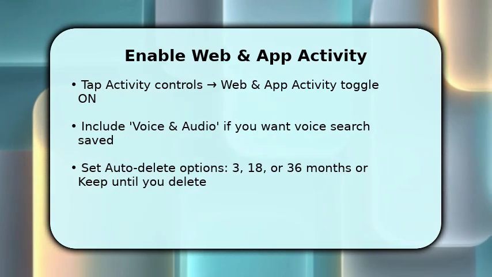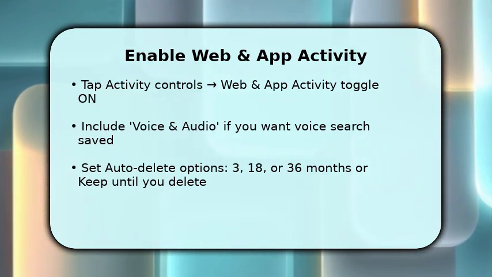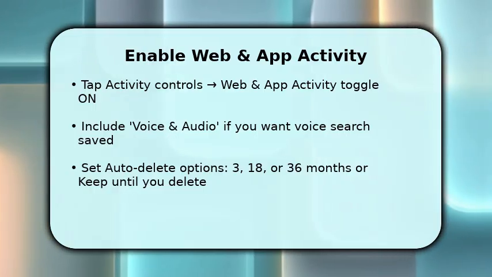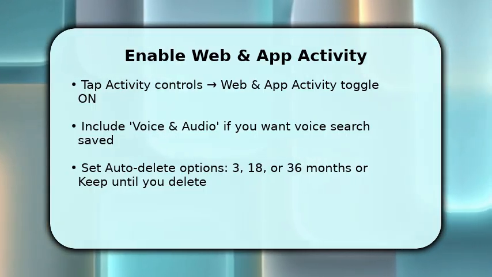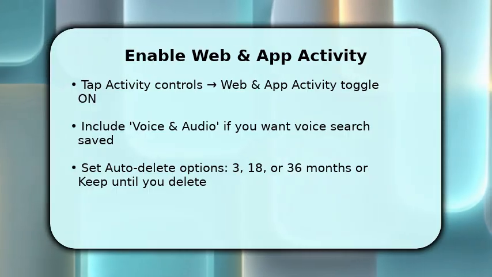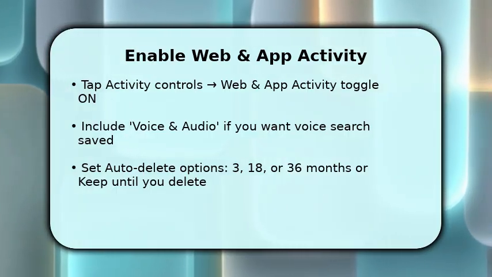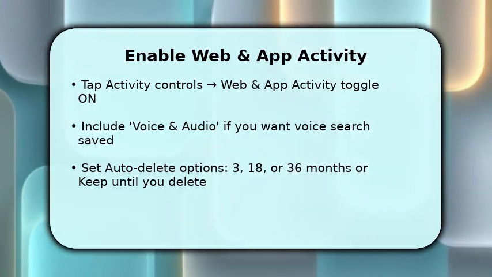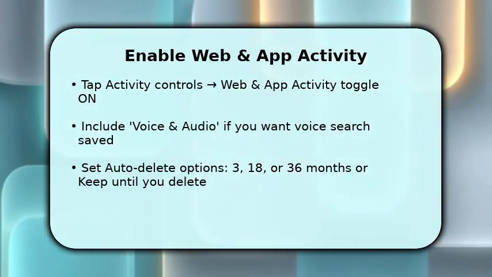Now go into Activity Controls and locate Web and App Activity. Toggle it on. You'll see an option to include voice and audio. Enable that if you want spoken searches recorded for improvements. Next, choose Auto Delete. Pick 3, 18, or 36 months or keep until you delete manually. This balances convenience and privacy.